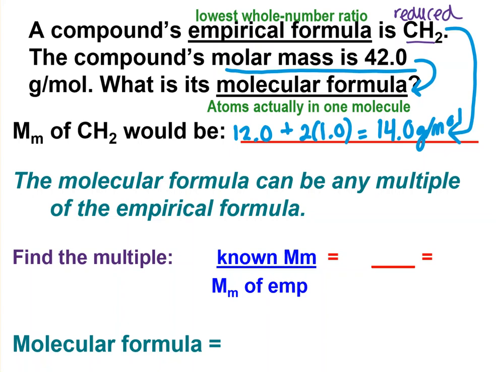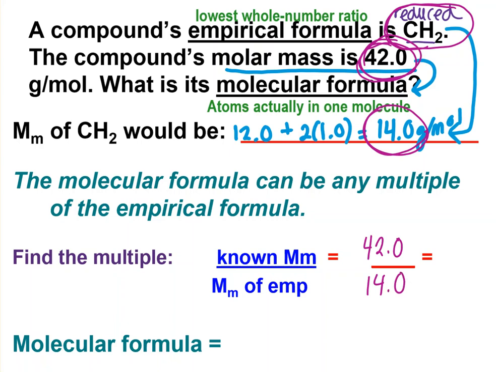So basically what we need to figure out is how many multiples of this we need to use to get up to this 42. And if we can figure that out, then we can figure out the true molecular formula of this compound instead of just the reduced one. A good way to think about it is, how many multiples of 14 do you need to get up to 42? To do that, you take the known molar mass, which is 42, and divide it by the empirical formula's molar mass, which is 14, and that gives us 3.